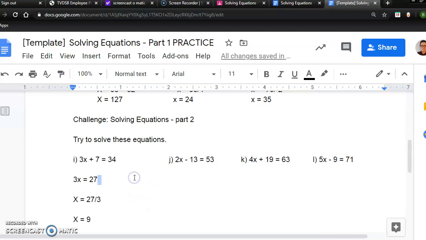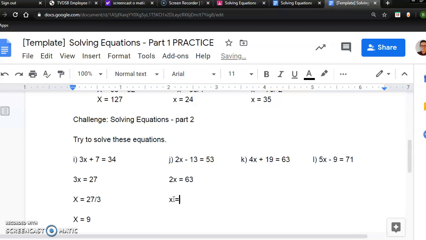One more example. 2x minus 13 equals 53. What's stopping x from being by itself? Well, we're timesing it by 2 and subtracting 13. So let's start by getting rid of that minus 13 by adding 13 to both sides. So 2x equals 53 plus 13. Or you could say 2x equals 63, right? Now what's stopping x from being by itself? Well, we're timesing by 2. So we have to divide by 2 to get it by itself.